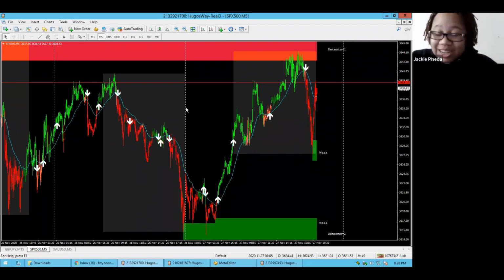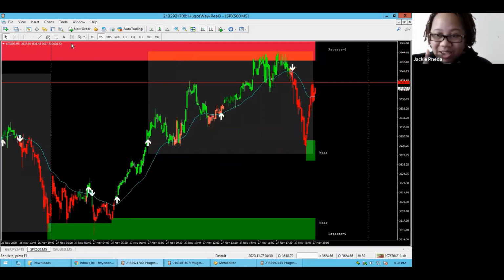And if you're looking at the screen right now, how many arrows do you see in a day? There's more than two. I got 4 to 5 opportunities to make my pips for the week in one day. Okay?